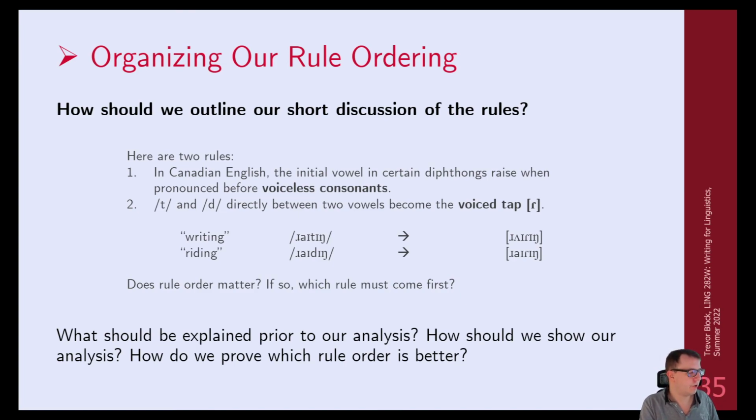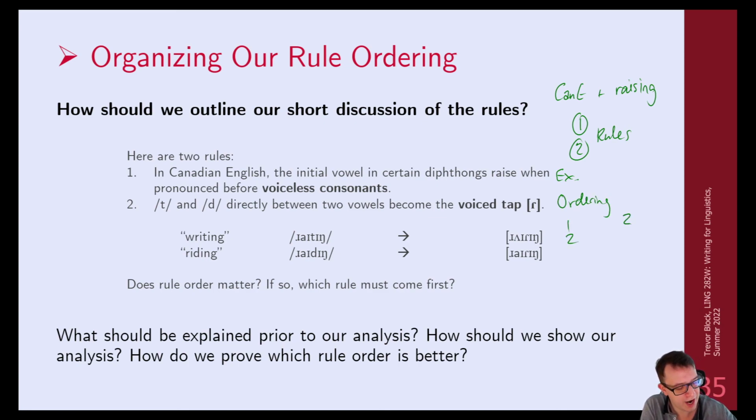So if we're going to write about our rule ordering, what should we do? How should we outline it? Of course, we have to introduce it. So we'd probably say something about Canadian English and raising in a topic sentence. We would definitely introduce the rules. We would probably give some examples, and then we would probably write about the ordering, for example. So we'd show what happens if we do 1, 2, and 2, 1, and then we'd make some conclusion about ordering, which one's correct. So that would be how I would approach this.